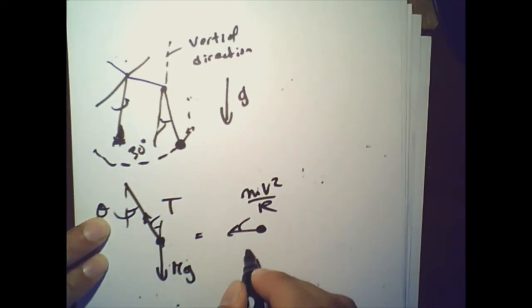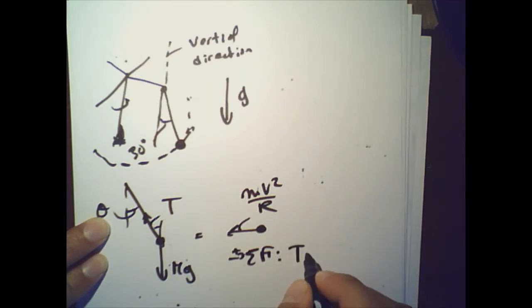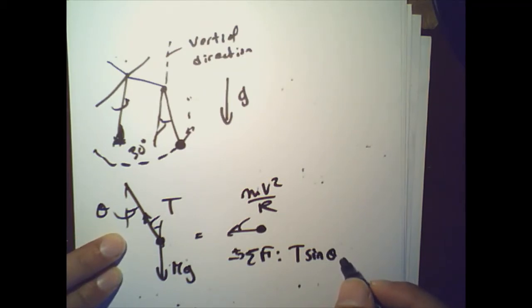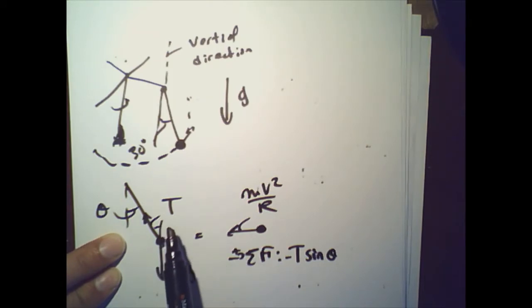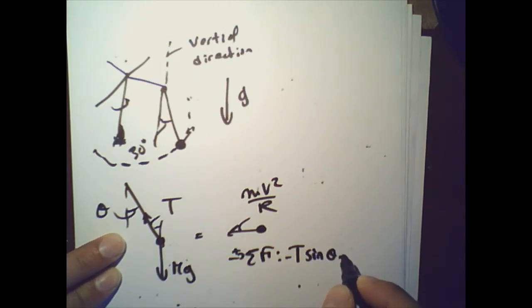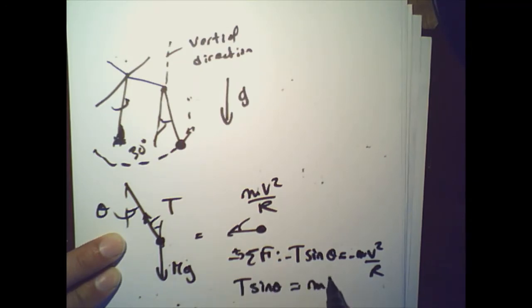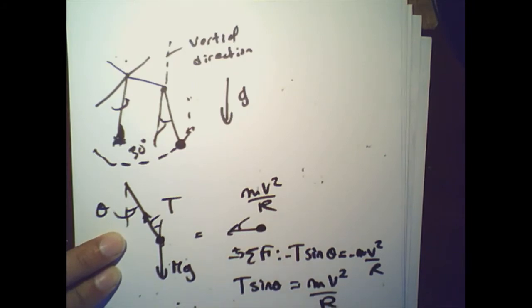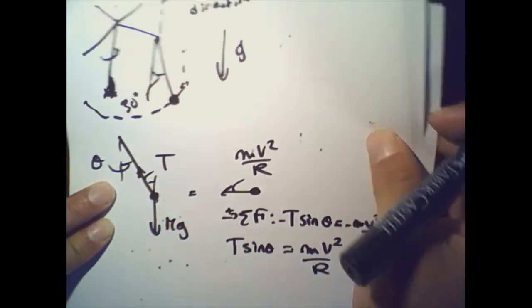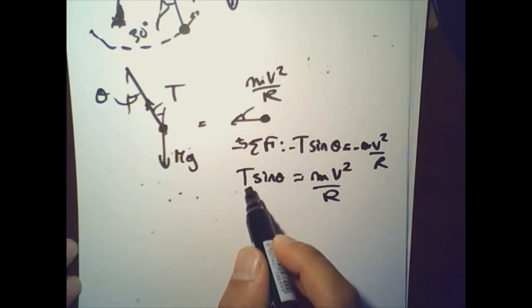If I sum the forces in this horizontal direction, I'm going to get minus T sine theta. On the acceleration side, I'm also going to get minus mv squared over r. So T sine theta is equal to mv squared over r. What I need to know here is the tension. Do I know the tension? I don't know the tension.